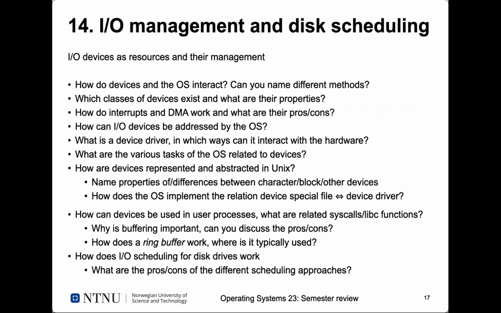Then we talked about I/O management and disk scheduling. So how do devices and the OS interact? Different methods, classes of devices, so character and block devices and maybe special other devices. Interrupts and DMA, how to address I/O devices, so memory map versus special I/O commands. We discussed what a device driver is, how it interacts with the hardware, the tasks of the OS related to devices, and also the representation and abstraction of devices in Unix. So we have character devices, we have block devices, we have other devices. You should be able to name the property.